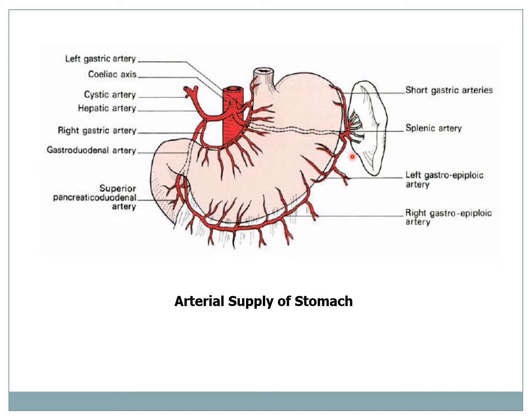On the left side there is a short gastric artery. This one is the left gastroepiploic artery and the right gastroepiploic artery. The right gastroepiploic artery is a branch of the gastroduodenal artery, and the left gastroepiploic artery is a branch of the splenic artery. So these are the blood supply of the stomach.